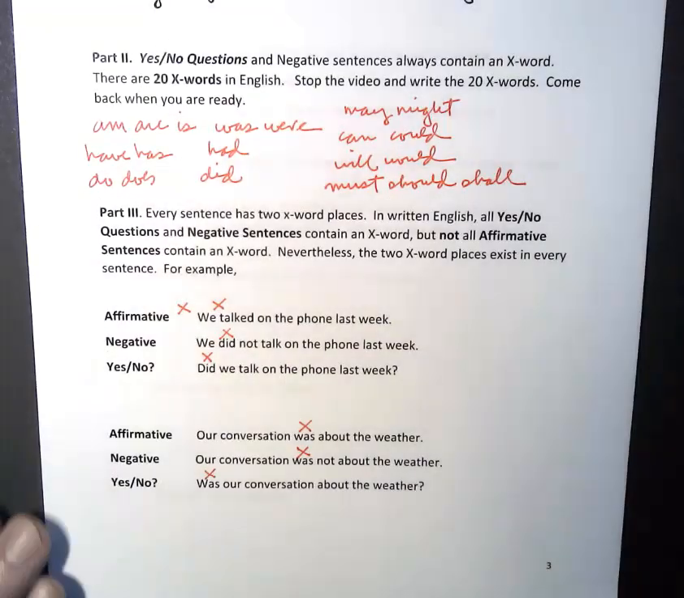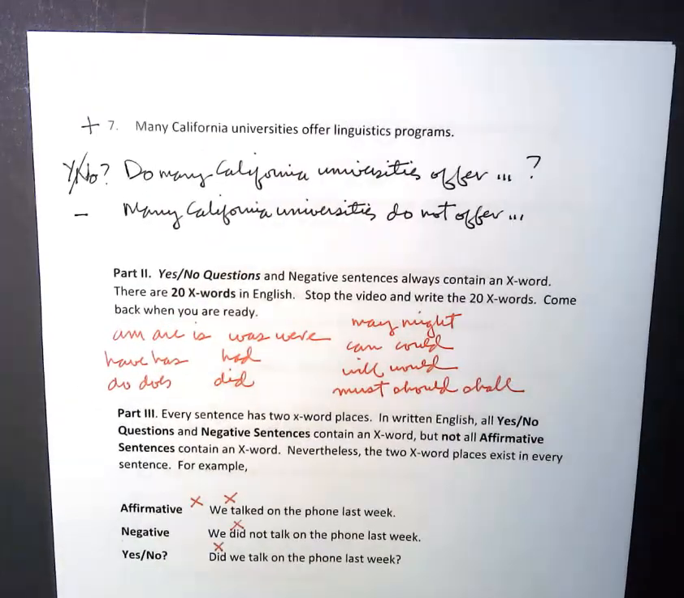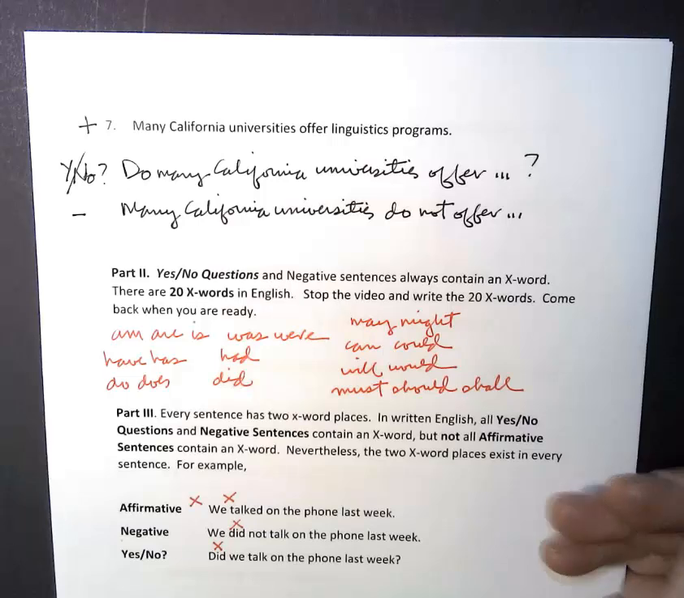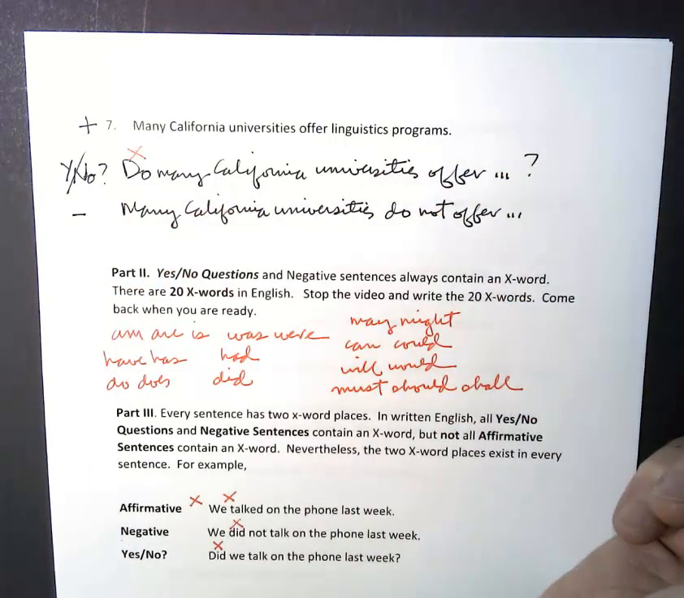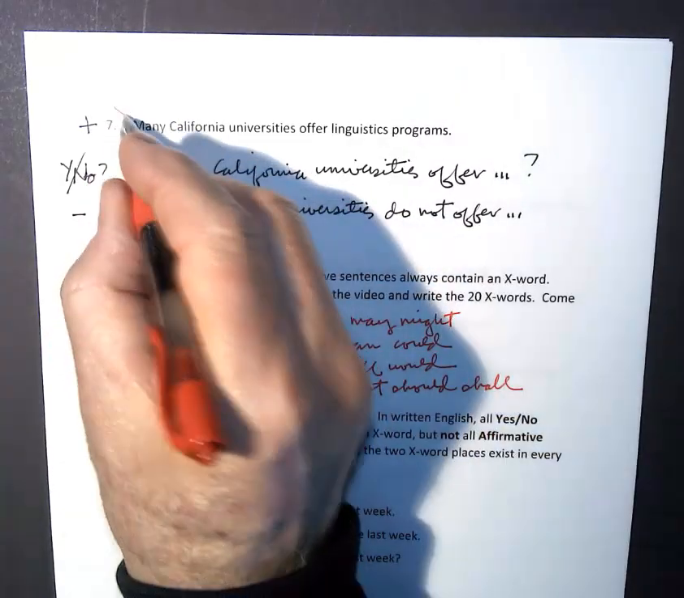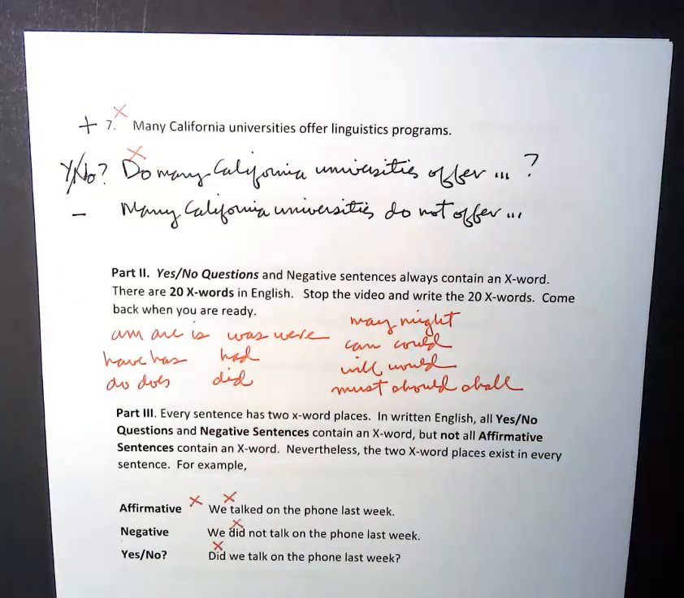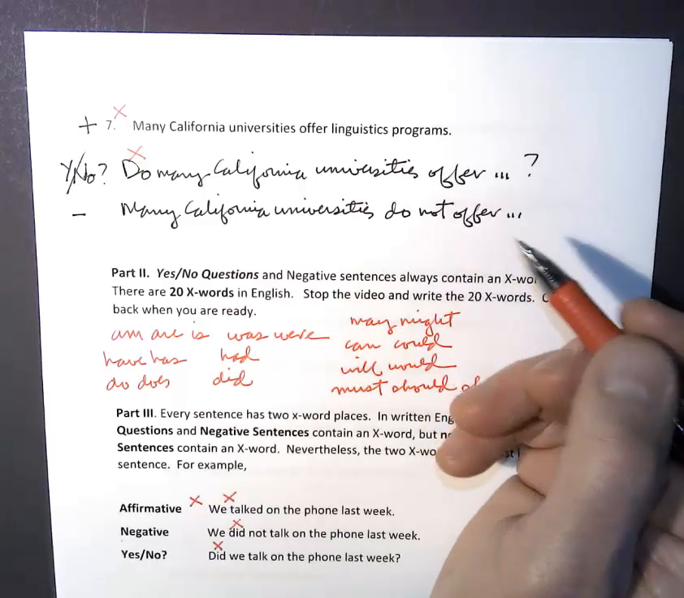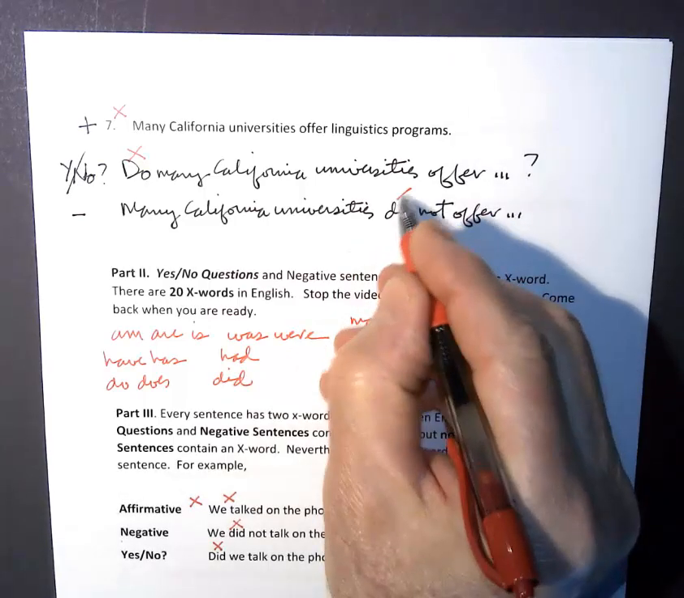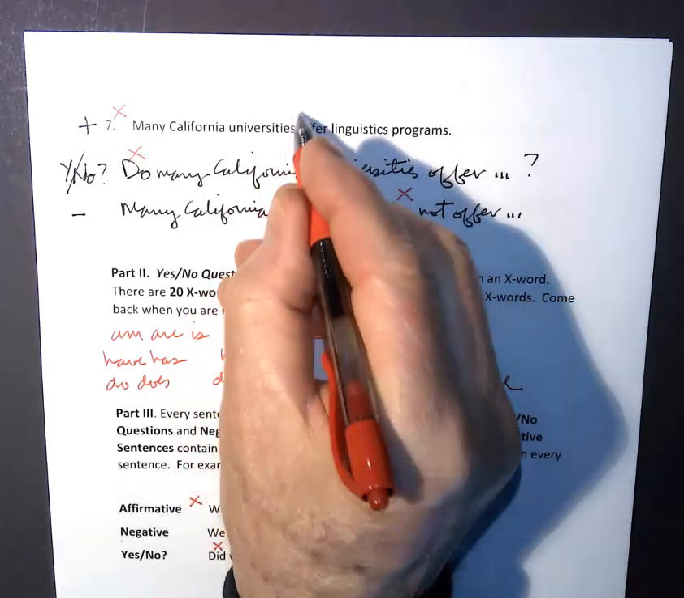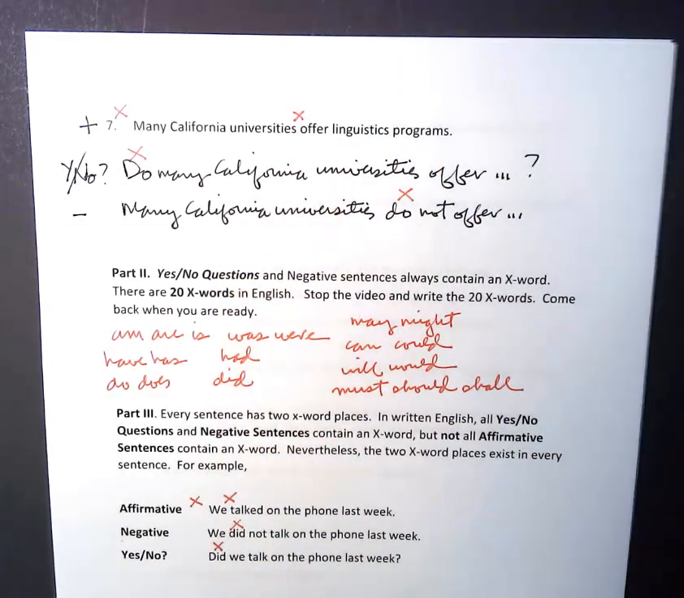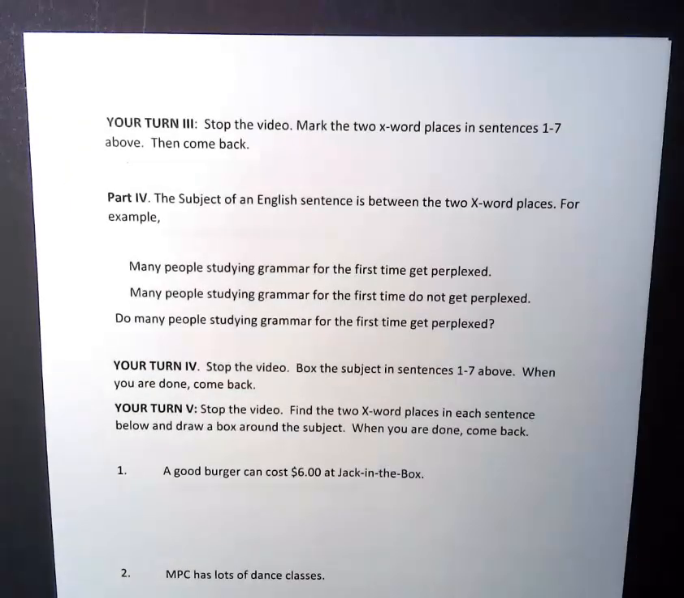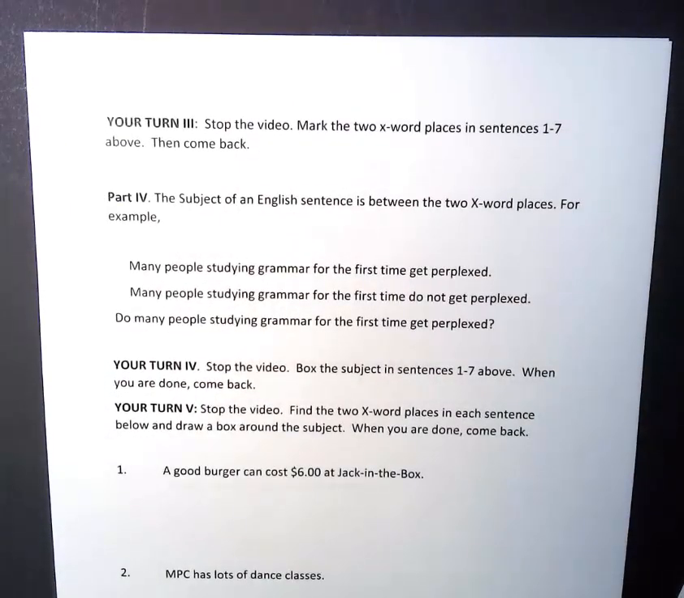And sentence number 7, go back down. Many California universities offer. Do many California universities offer? So here's one X word place. Many California universities do not offer. Second X word place. Okay. If you have any questions, definitely stop, talk a little bit about it.